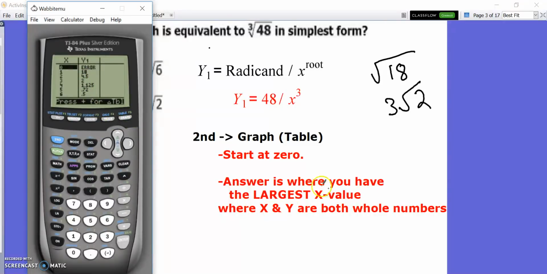And it's going to be the largest x value where x and y are both whole numbers. So right here, y starts getting smaller than 1. So we know it's going to be between x being 4 and x being 0. 0 doesn't work. 4 gives you a decimal, so that doesn't work. 2 gives you a decimal for the y, so that doesn't work. So it's either 1 root of 18 or 3 roots of 2. We said we want the largest x, so that would be 3. So my answer is 3 square roots of 2, which is exactly what we got by hand.